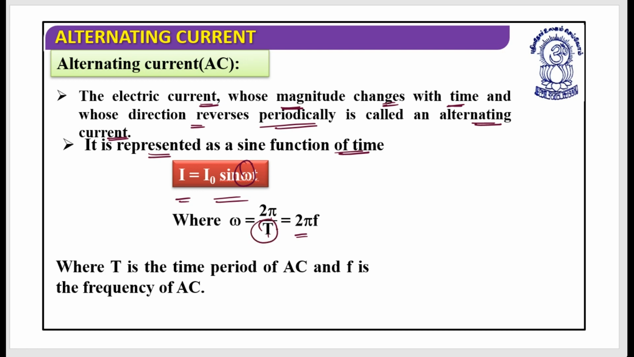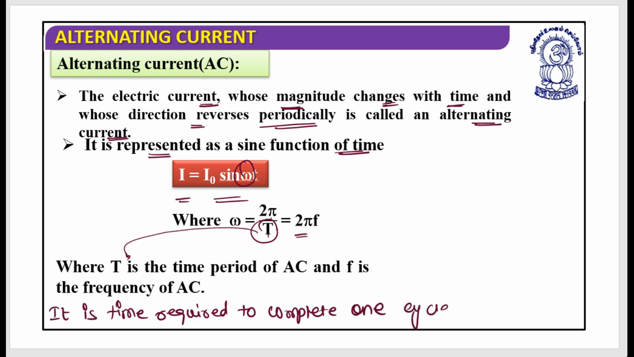Now T, what is it? T is the time period of AC. While I say time period of AC, it is the time required to complete one cycle, and f is the frequency of AC. We have the relation that time period equals 1 by frequency, or vice versa. So T is equal to 1 by f. I hope this is clear.